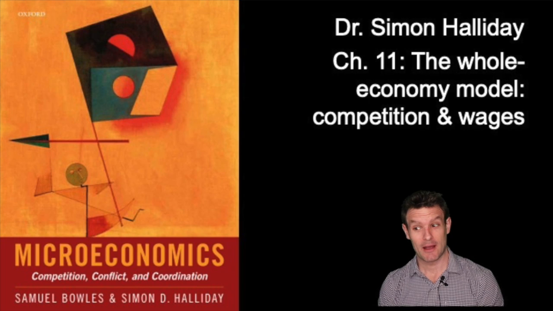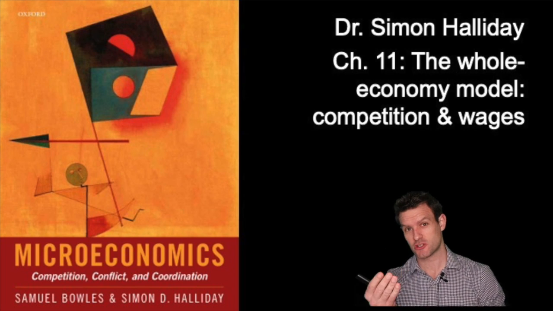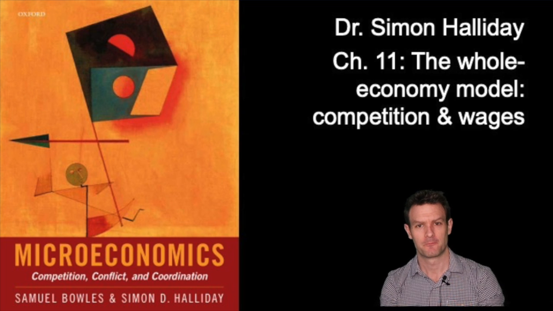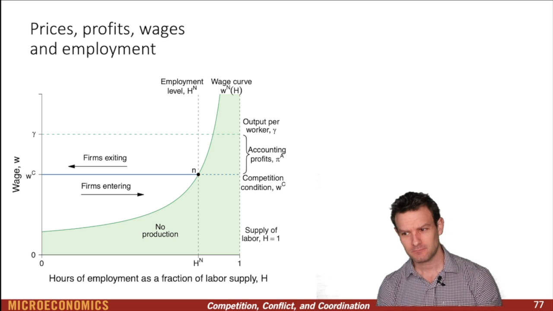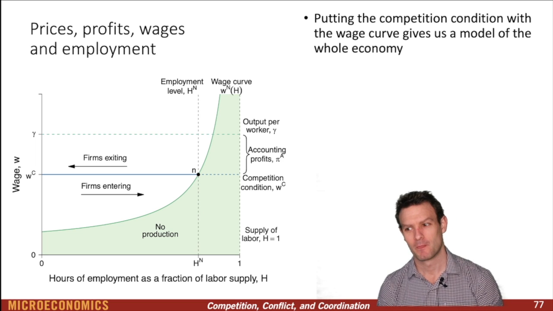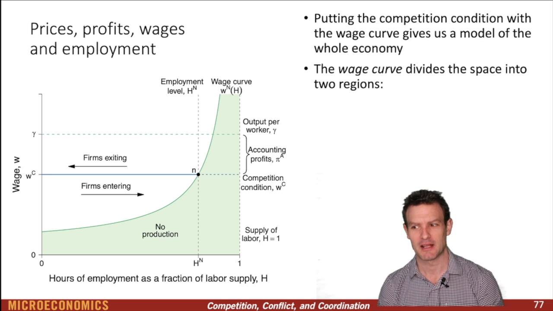Here we're going to talk about putting together the competition condition with the wage curve and finding the point that is going to be the Nash equilibrium in the whole economy. So here's the figure. There's a lot going on, and so we're going to unpack it over several slides. Putting the competition condition with the wage curve gives us this model of the whole economy, like I said.